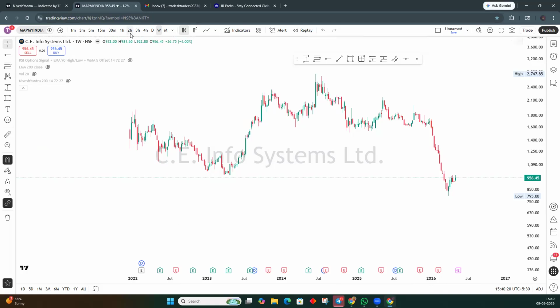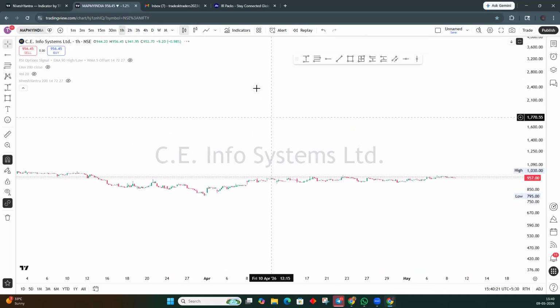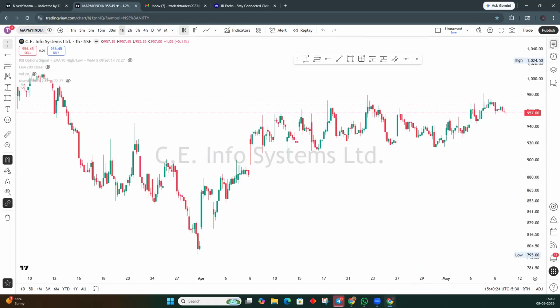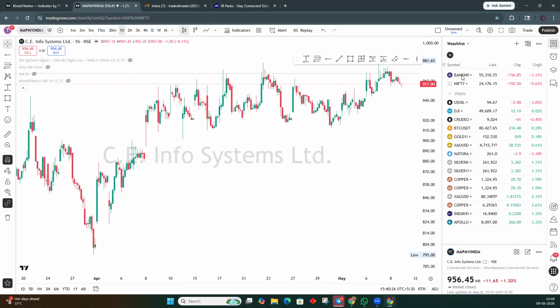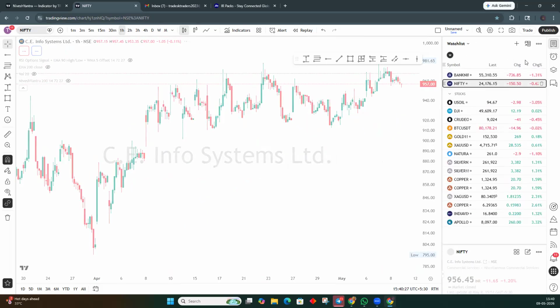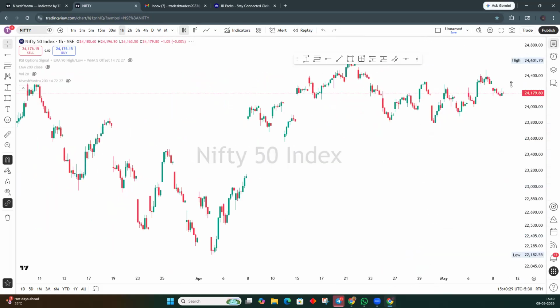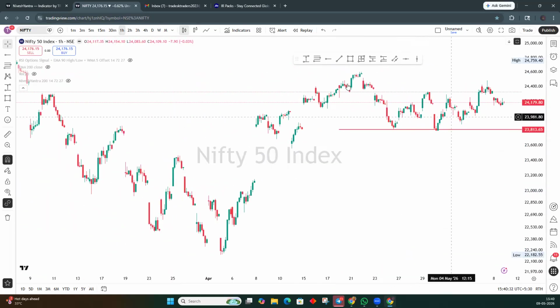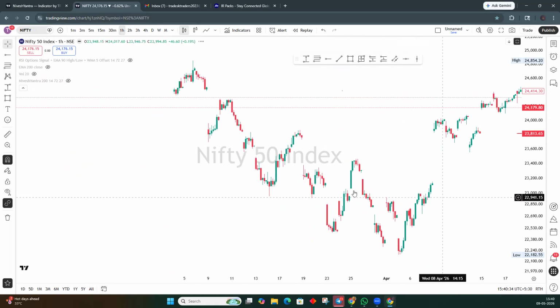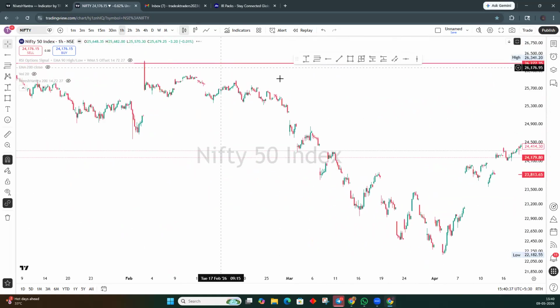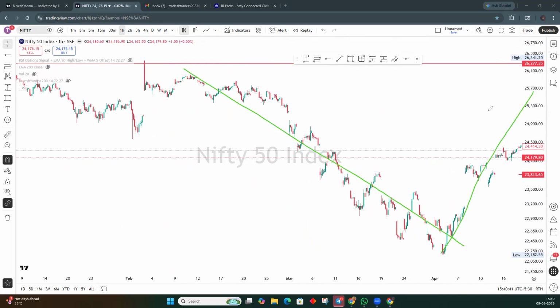What does it mean? Suppose a daily time frame of any index or stock, let's see Nifty. In Nifty, currently we are in a sideways market. But when the markets are trending, you can see here, the markets are trending downside and then upside. So these are the trending markets of downside.